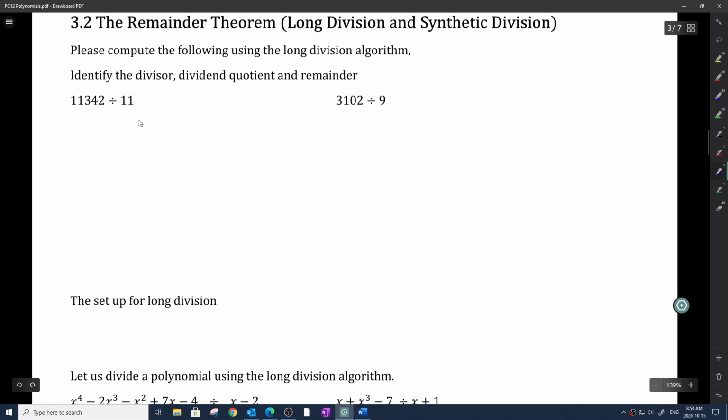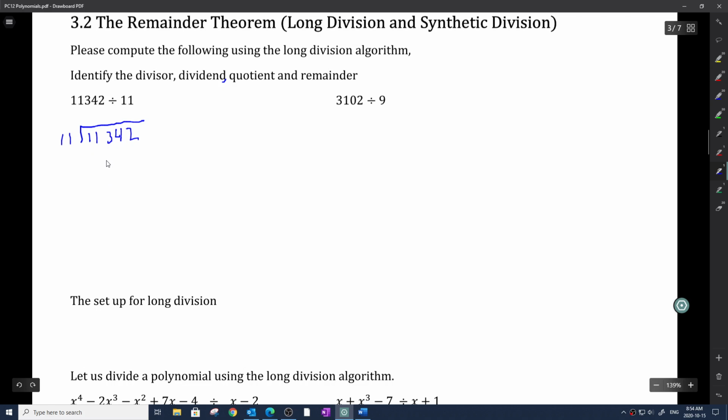So let us please compute the following using the long division algorithm. It's a long division algorithm that you're very familiar with, I hope. We're going to identify the divisor, the dividend, the quotient, and the remainder. So 11 goes into 1134 times.